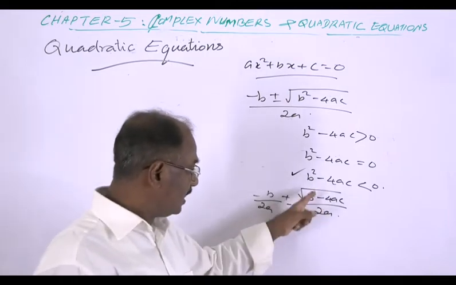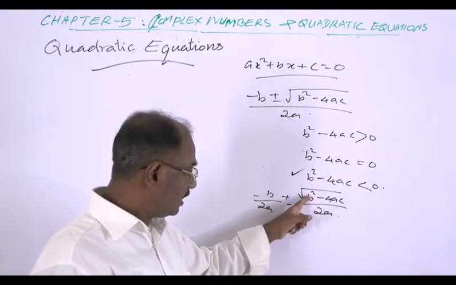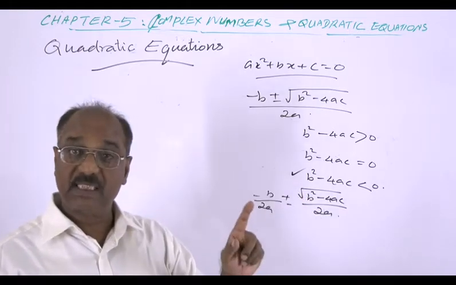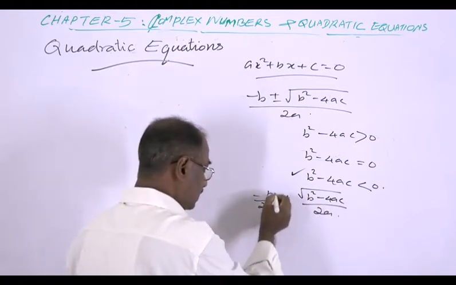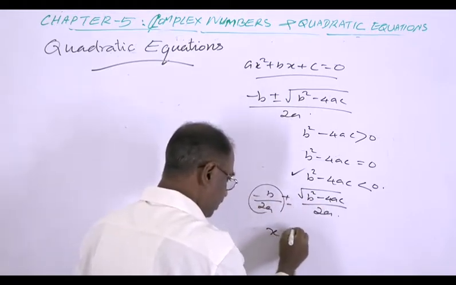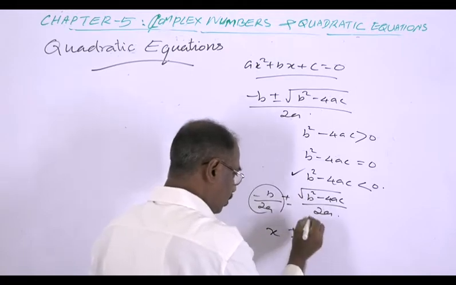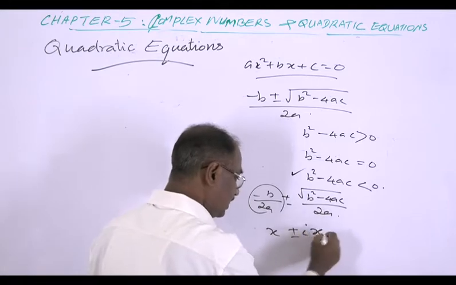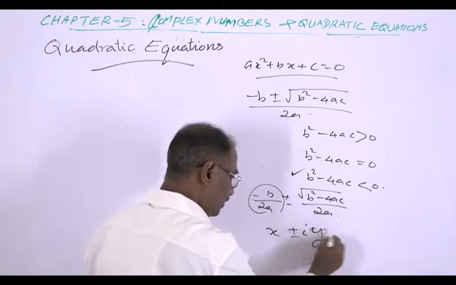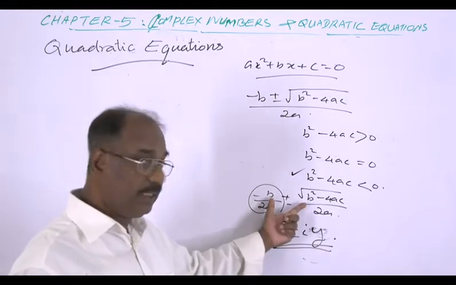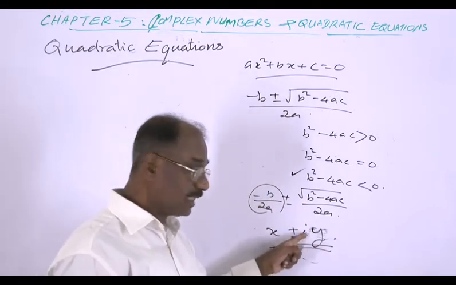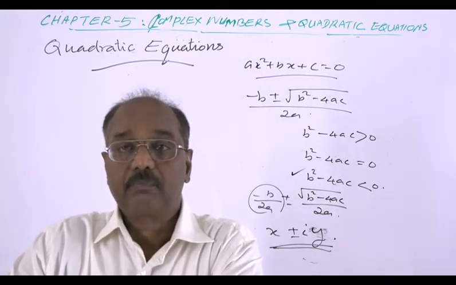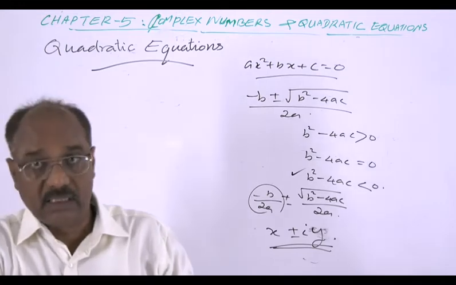If b squared minus 4ac is less than 0, then this numerator will be a multiple of root of minus 1, which is i, and therefore this term can be written as x plus or minus the root of minus 1, which is i, into some other expression, the remaining part, which is iy. So the roots will be in the form x plus or minus iy, which are complex roots, complex numbers. And this is the case we consider here.